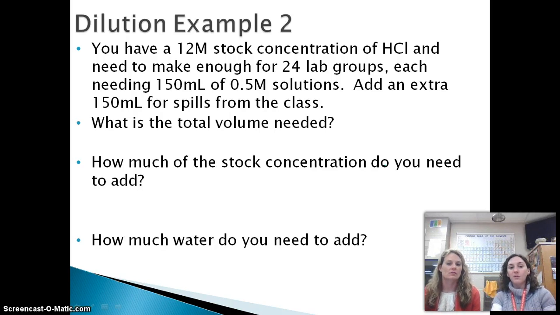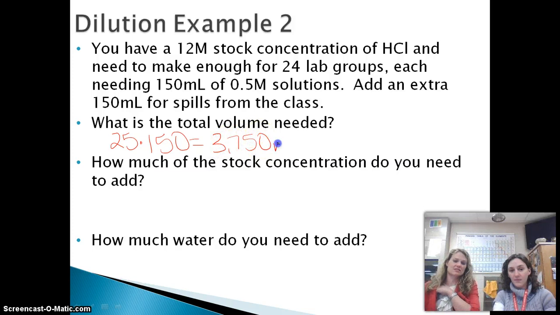So let's figure out number 1. What is the total volume needed? Okay, so we've got to take 150 times 25. What does that give us? That's a lot. 3,750 milliliters. That's a lot of milliliters, or 3.75 liters if you wanted to reduce it to liters. Okay, how much of the stock concentration do you need to add?